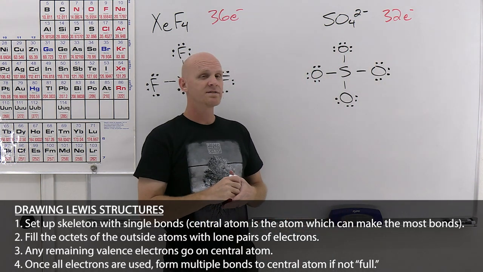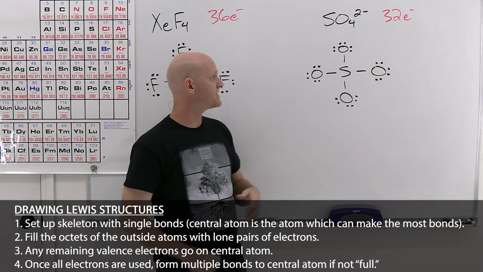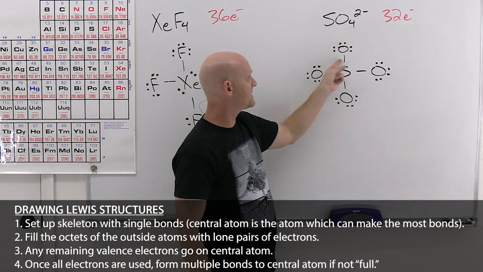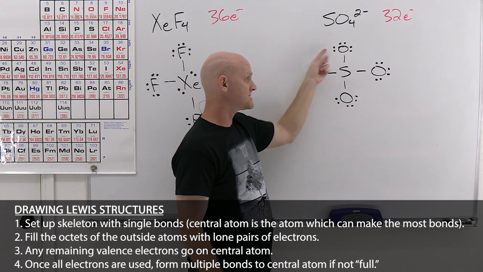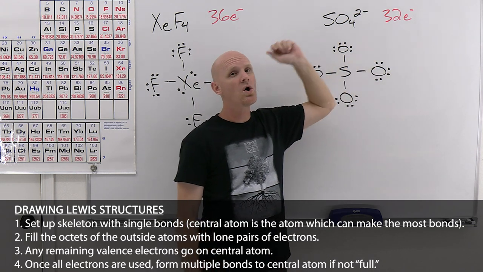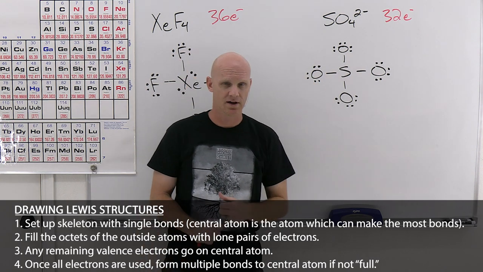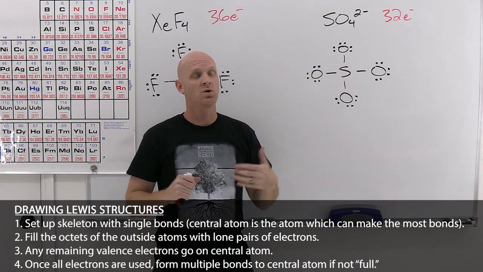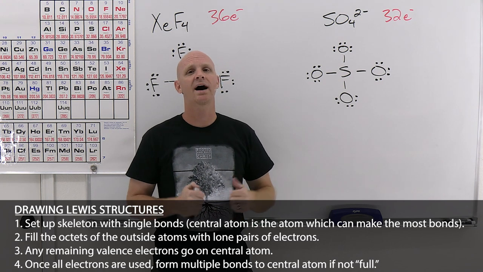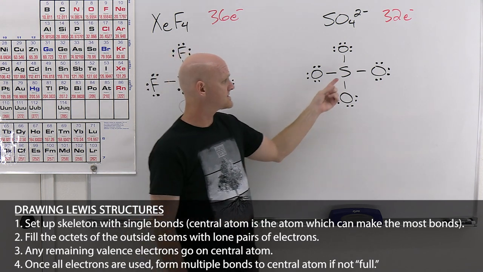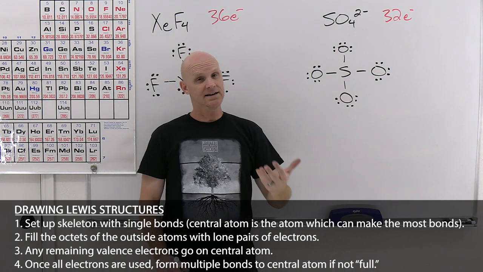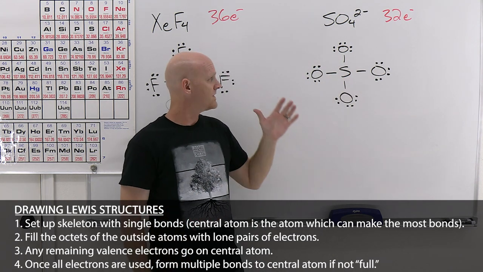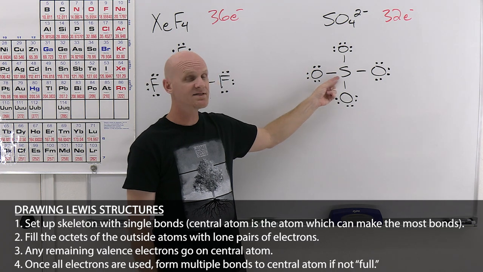All right, so once they are full, we'll see if we have any electrons left. In this case, again, we've got 8 around this oxygen, 8 around this oxygen, 8 around this oxygen, 8 around this oxygen, and that's 8, 16, 24, 32. We have used all 32 electrons. So the question we have to ask ourselves then is, once you're out of electrons, is the central atom happy? In this case, this sulfur has got 2, 4, 6, 8. He's got a filled octet. He is happy. And again, we do have sulfur in the center, though.